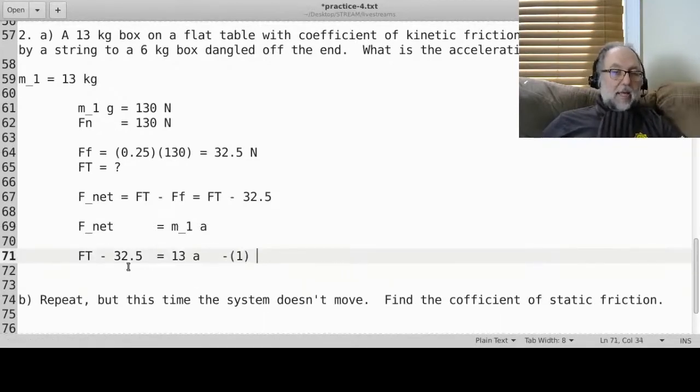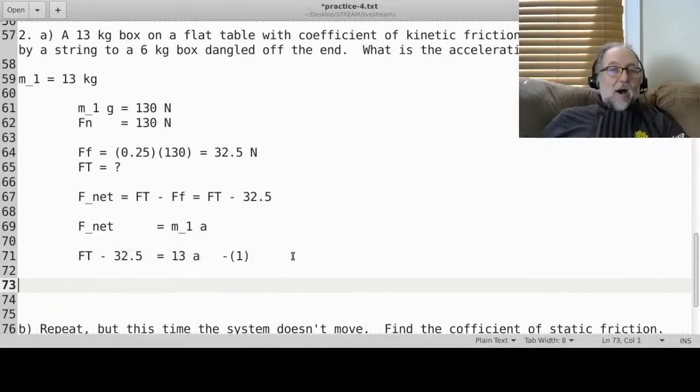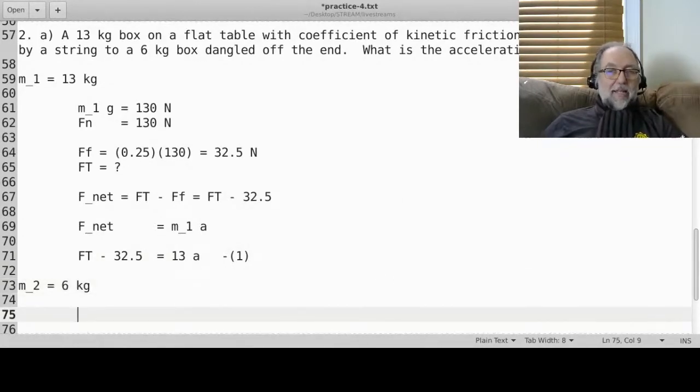All right, and great. So now what? Now we'll turn our attention to M2, and M2 is the 6 kilogram mass. There were two forces acting on it. There was M2G like this.